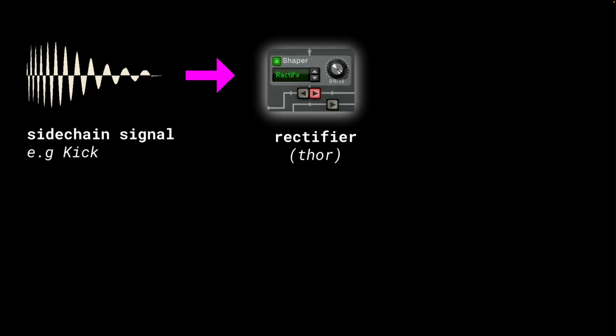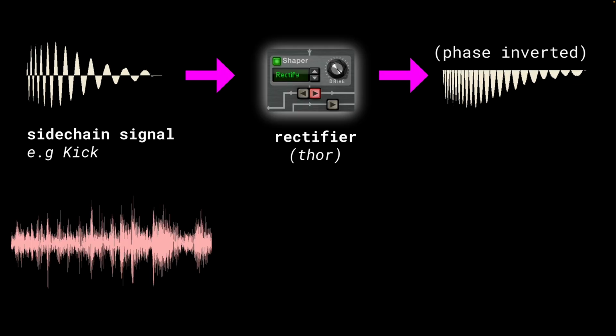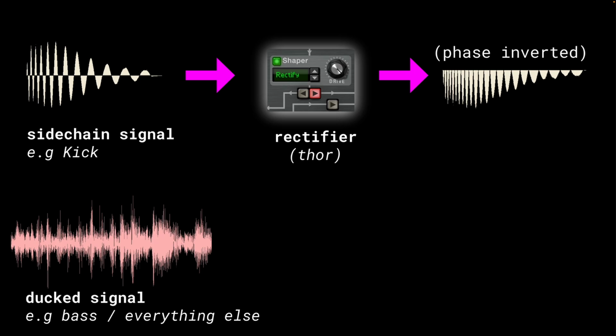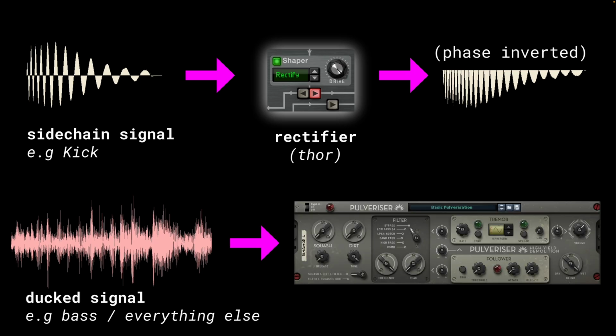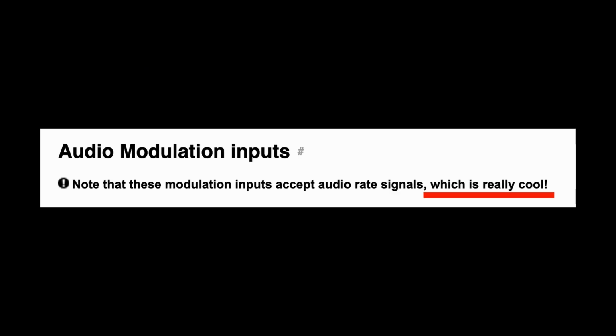You take a copy of your kick and feed it through Thor's shaper in Rectifier mode. This flips all the negative amplitudes to positive, which we can phase invert to get a 0 to negative only waveform. Then at the same time, we send our bass or whatever else we want to be ducked into a Pulverizer. This will act as our ring modulator. Instead of using the Tremor to modulate the amplitude of our signal, we will use the external audio modulation input. As per the Reason manual, these accept audio rate signals, which is pretty cool. Well, they actually wrote that into the manual.